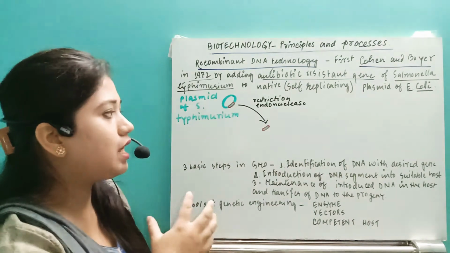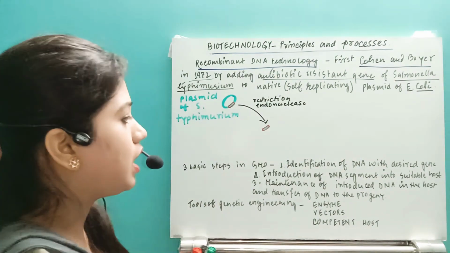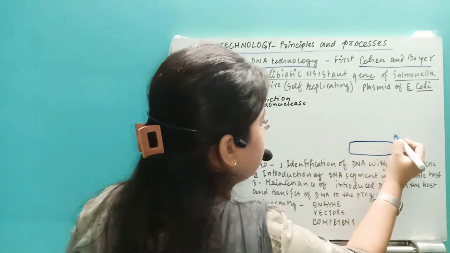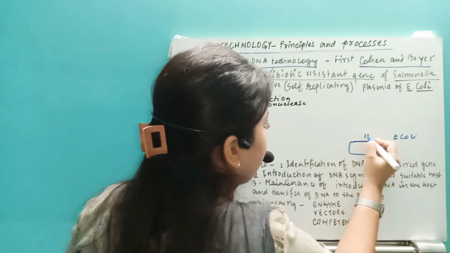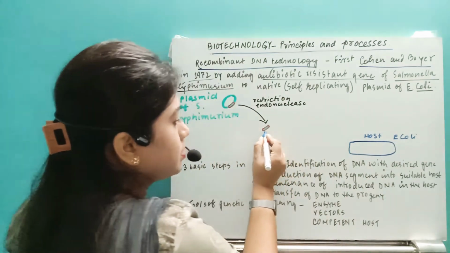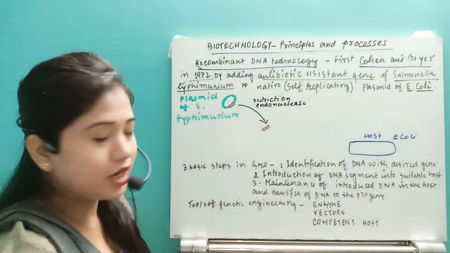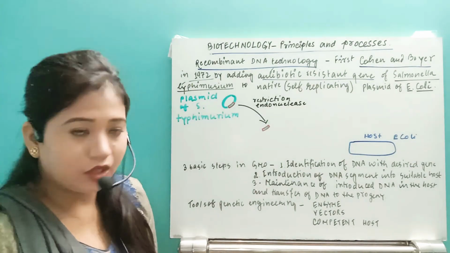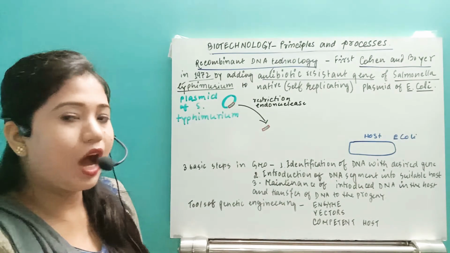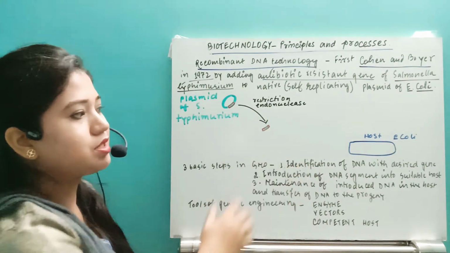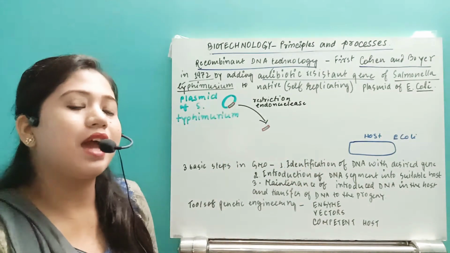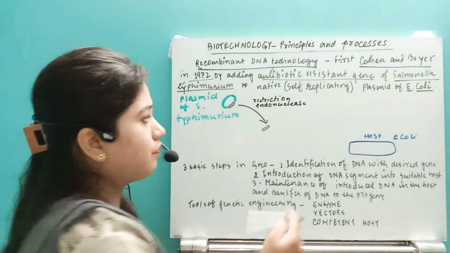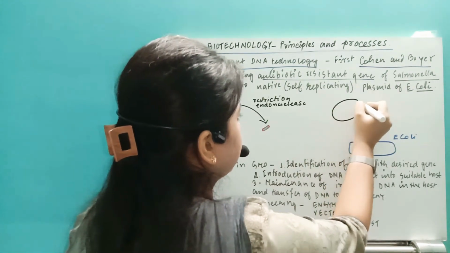Then after that it has to be transferred into a host body. Okay, suppose this is the host, that is the E. coli, right? So this is the host body. We will introduce that gene fragment into the host body so that the gene fragment can multiply, right? So first of all, just see how we can introduce the gene fragment into the host E. coli with the help of a vector. Okay, so this is one vector. Suppose this is the vector, right?